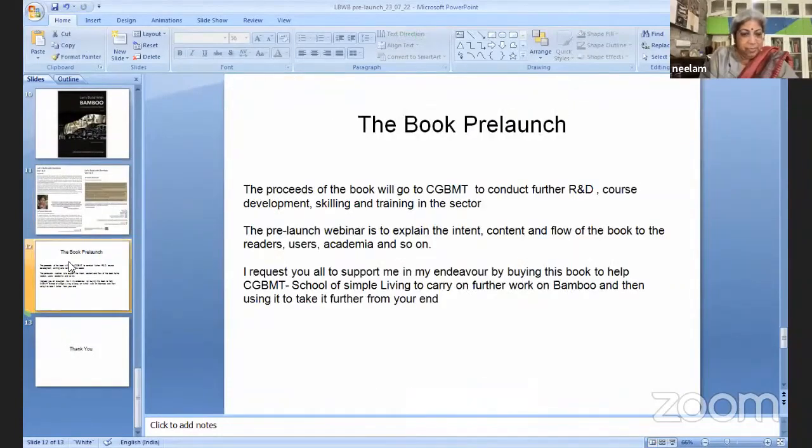Next. So the proceeds of the book will go to CGBMT, my organization, CGBMT School of Simple Living, to conduct further R&D, course development, skilling and training in the sector. And this webinar is to explain the intent, the content and the flow of the book to the readers and users and academia and so on.